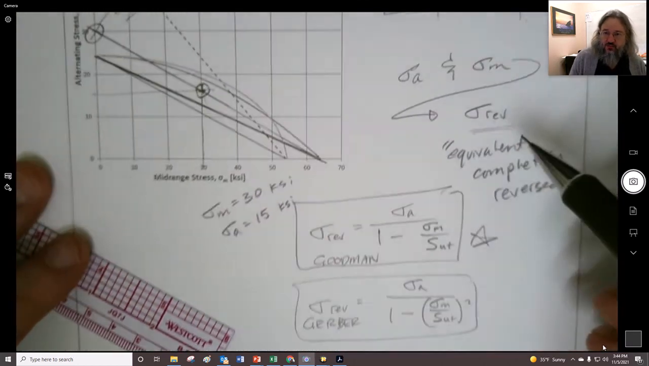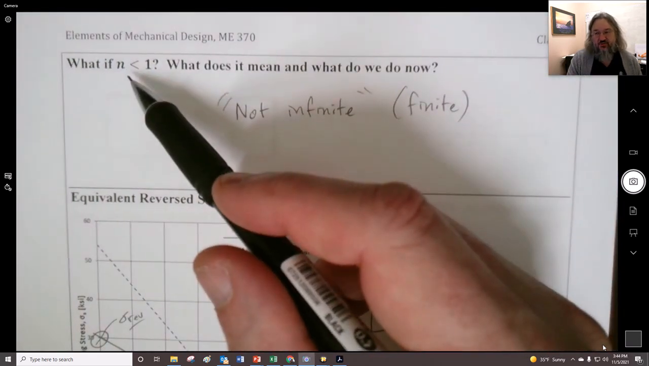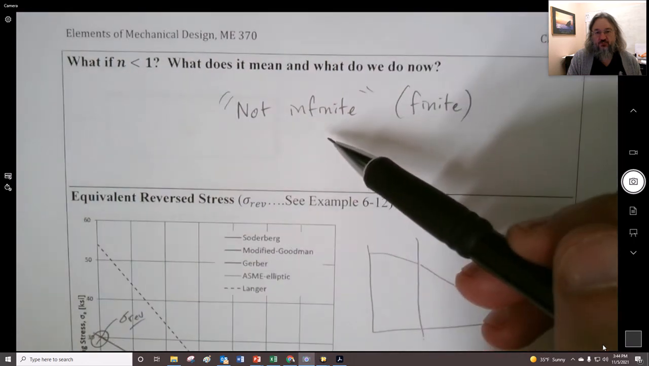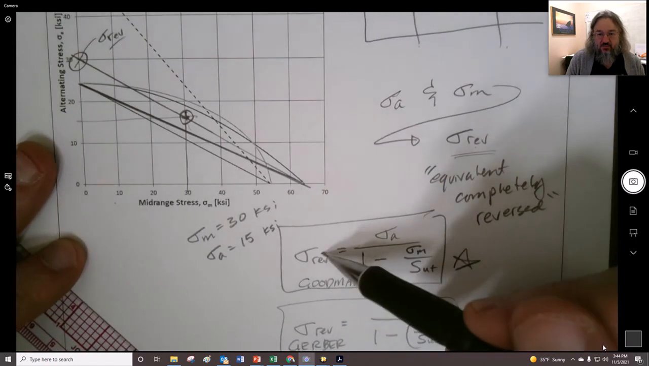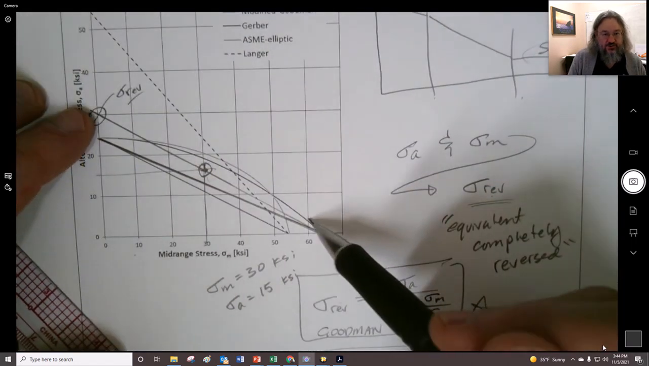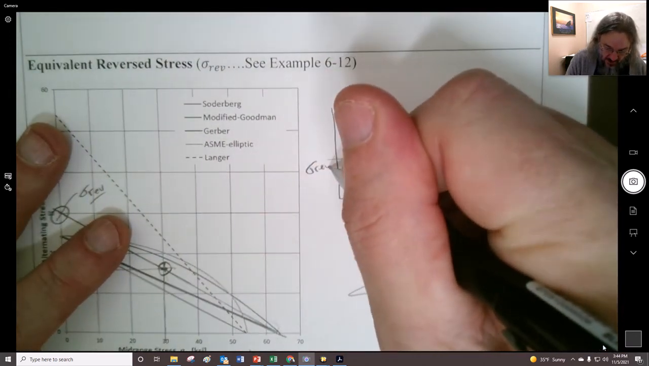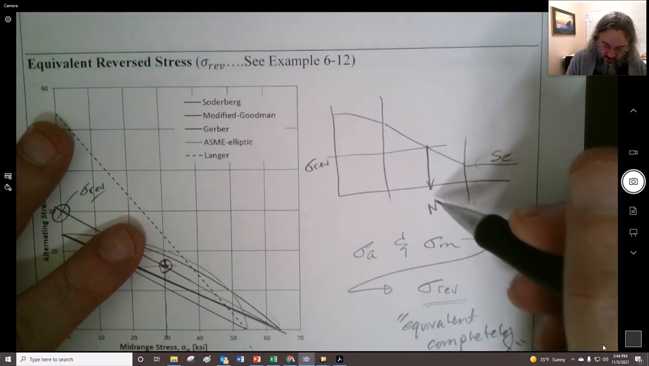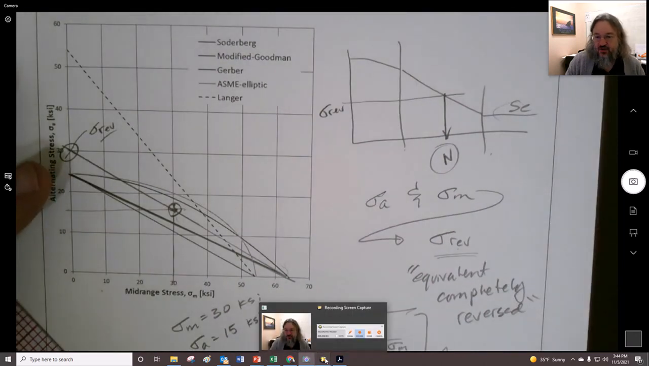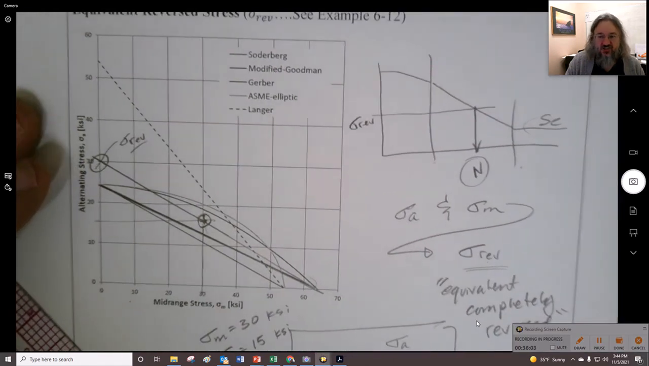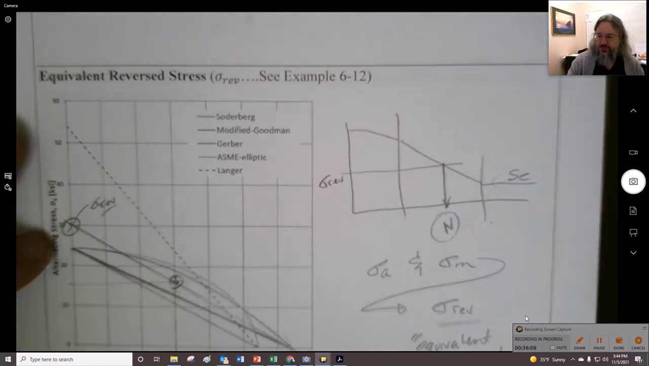So this is what we do if we predict a safety factor that's less than 1: it's going to die. Well, then how do we figure out when it's going to die? We get this completely reversed stress, which is equivalent to doing this thing right here. Then we come into here and say, here's our sigma rev, completely reversed, and right there, that's our prediction for life. As the book says, it's not a very good prediction, but it's conservative, so worth covering. I think the next is going to be an example.